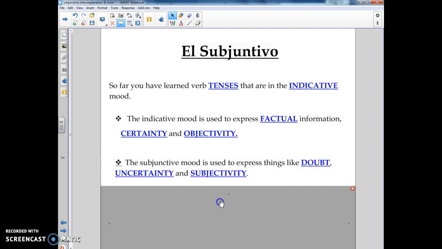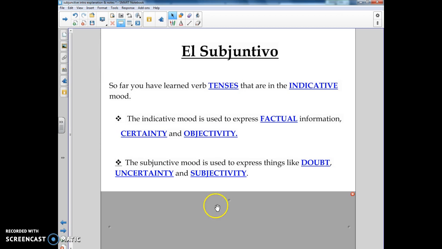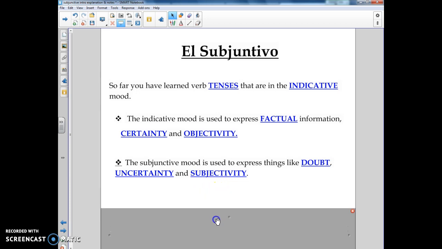The subjunctive mood, on the other hand, is used to express things like doubt, uncertainty, and subjectivity. Okay, so anytime you're showing a doubt in a sentence or you're uncertain of something or you're showing a bias, you're being subjective about something, you will need to use the subjunctive mood.